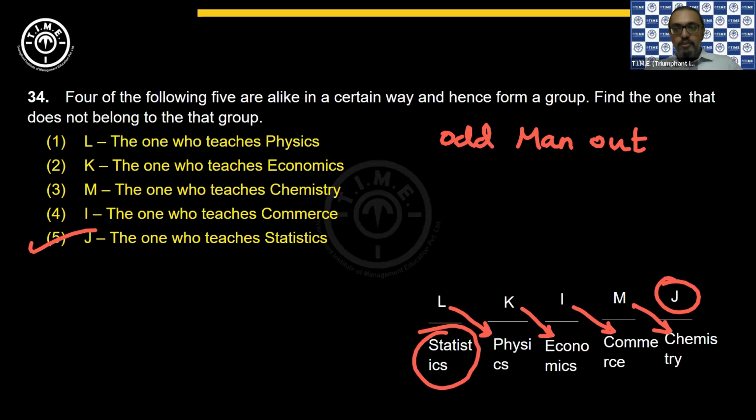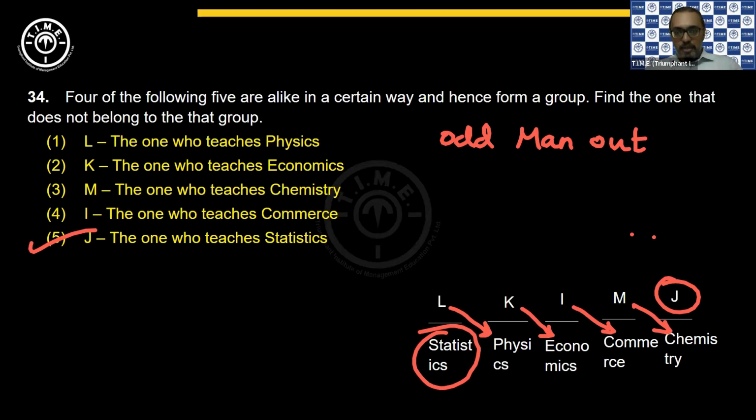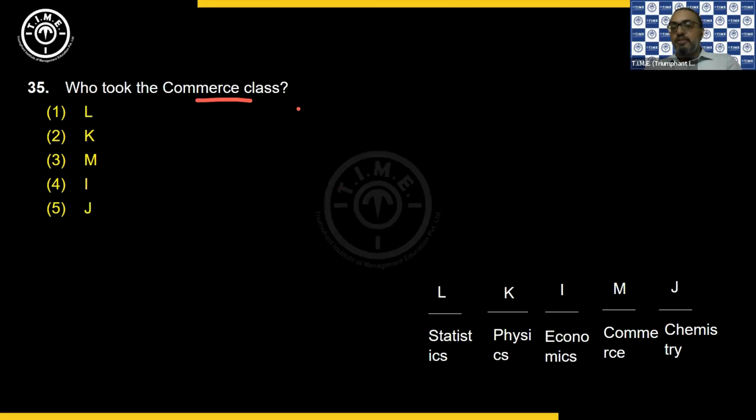So I hope it is understood there. In all the first 4 options, the person is before the subject. Here the person is after the subject. Option 5. And then who took commerce class? Who took commerce? Very good. Correct. It is the third option. M is the answer. Excellent. That is the right one. Good.